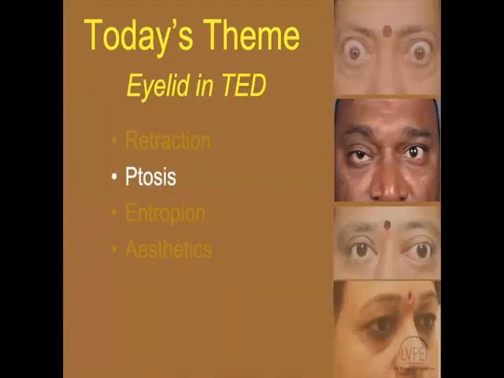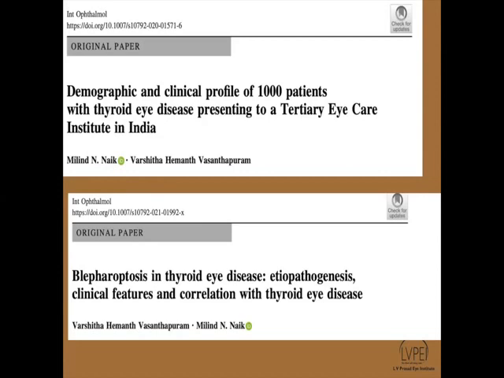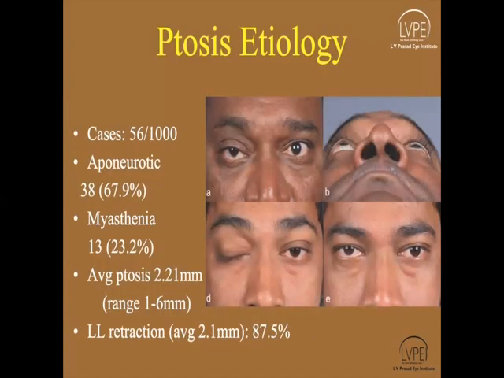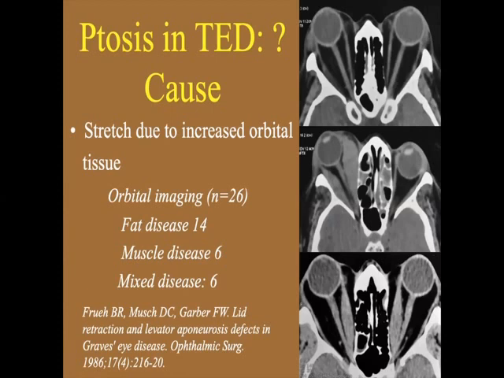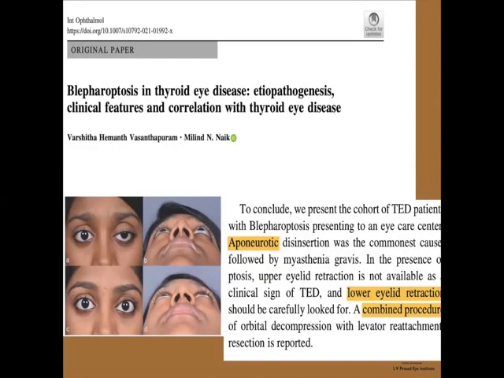Talking about ptosis in thyroid eye disease, we pulled out a small cohort of patients who presented with ptosis and found that two-thirds were due to aponeurotic cause and one-third were myasthenics. Possibly increased orbital fat could be a risk factor to separate the levator from the tarsal conjunctiva. When proptosis presents along with levator dehiscence in these patients, a combined surgery can be done to reattach the levator and an orbital decompression.